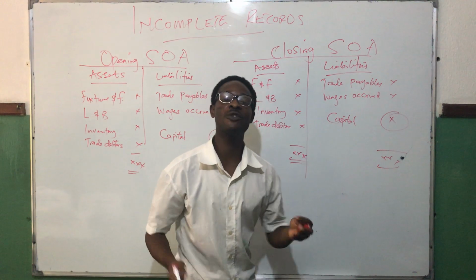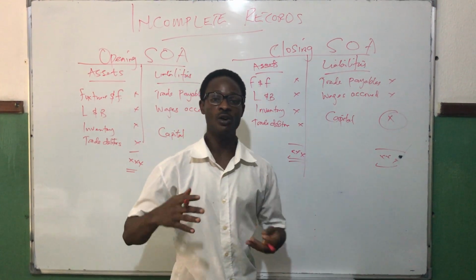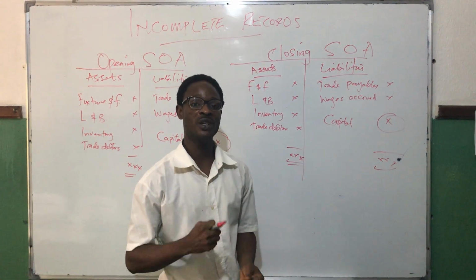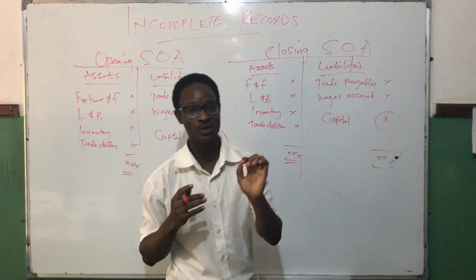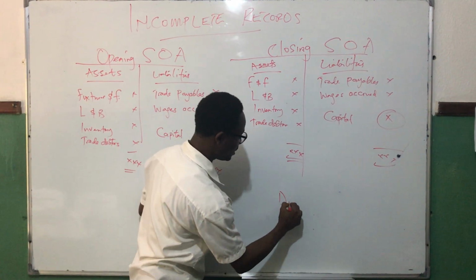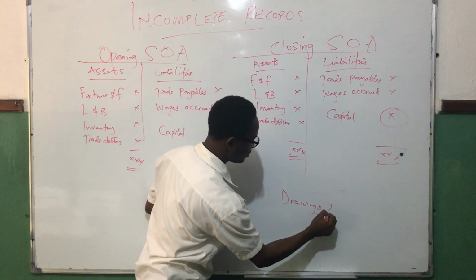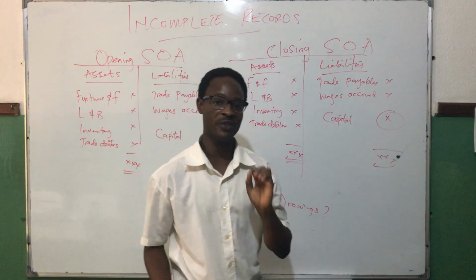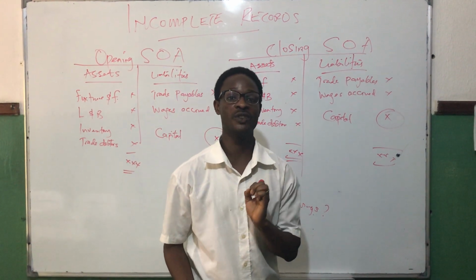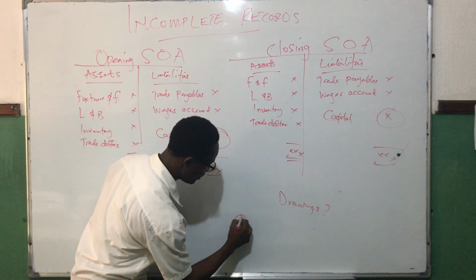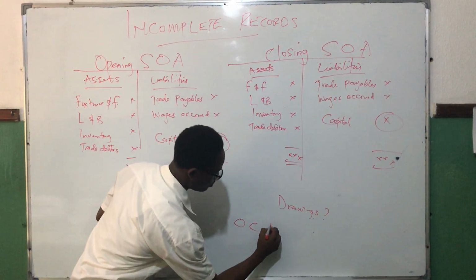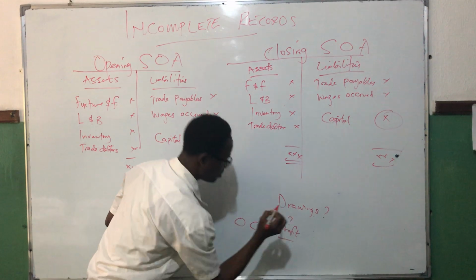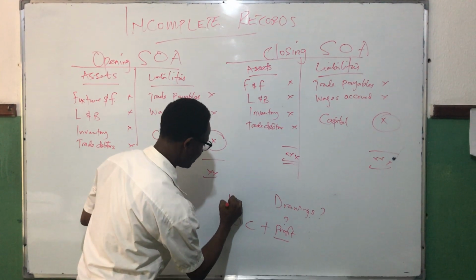With this, if during the year the owner of the firm took some amount of money for personal use, that is called drawings. So if during the year there is drawings of any amount, then to get the profit for the year, we are going to make use of this formula. Opening capital plus profit that we are looking for. So this is profit statement.